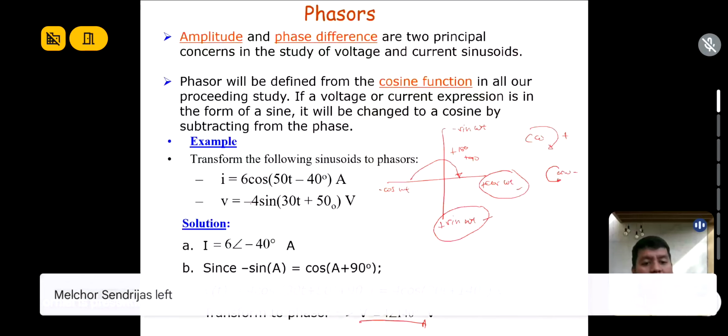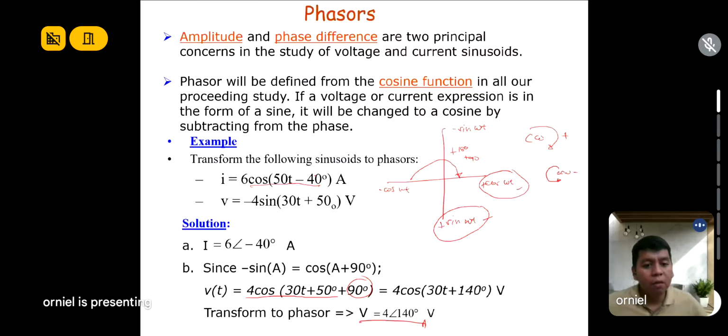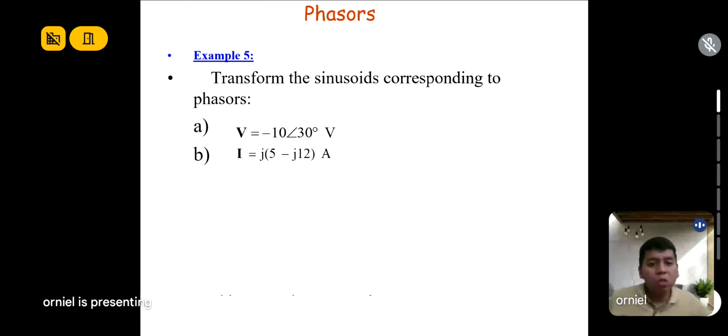For the current I, it does not need conversion, since it is already a positive cosine function. So this is how we define our phasor. In terms of the time domain, everything should be in cosine function. Okay? If it is clear, we move on.